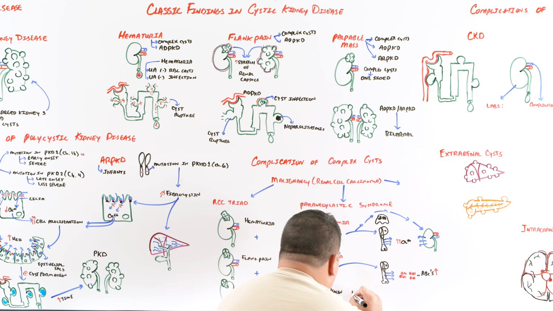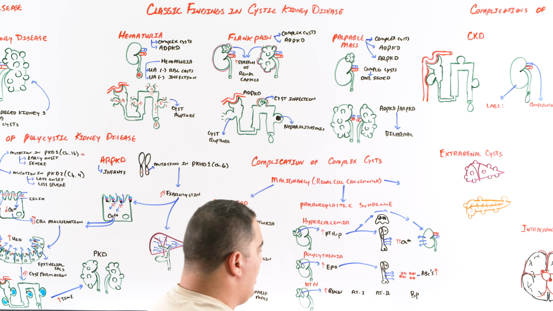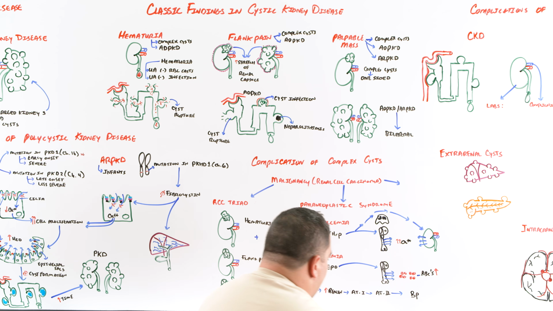That increased renin is going to lead to increased angiotensin 1, increased angiotensin 2, and that's going to lead to the patient having a very, very high blood pressure. And so hypertension is very, very common here, and this is something that you want to look at.